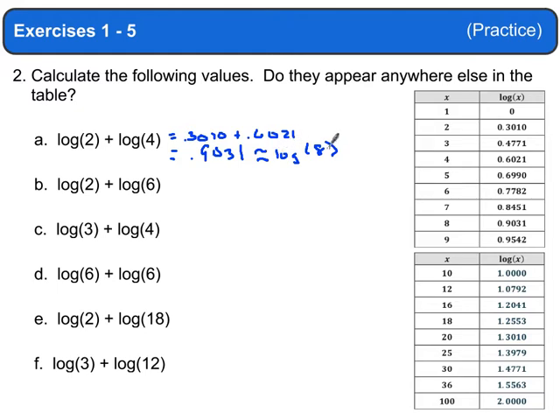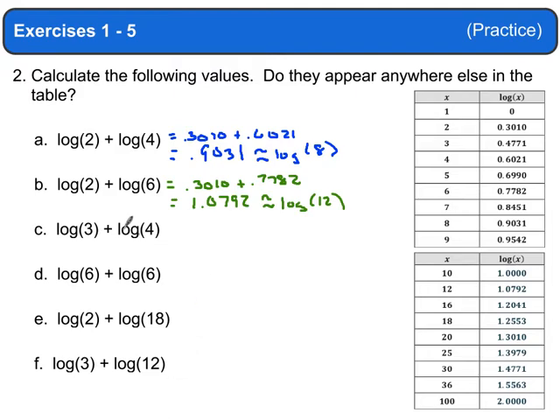Remember, the goal of this is to discover a property, so I won't say anything, except you might want to think about that 8 and its relationship to a 2 and a 4. Now if I did the next one, log 2, we already know is 0.3010. We're going to add that to log 6. We looked that up, and that says 0.7782. When we add those together, we get 1.0792. We look, and 1.0792 is log 12. So that is approximately the same thing as log 12.